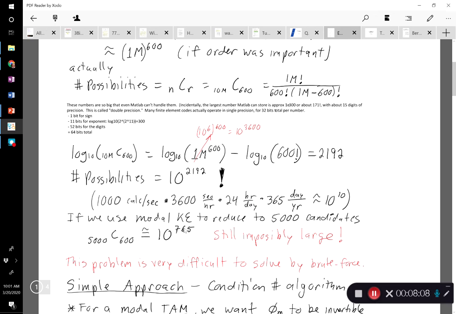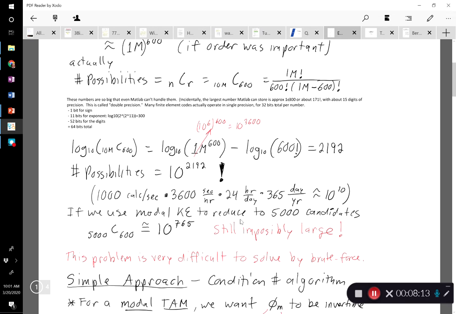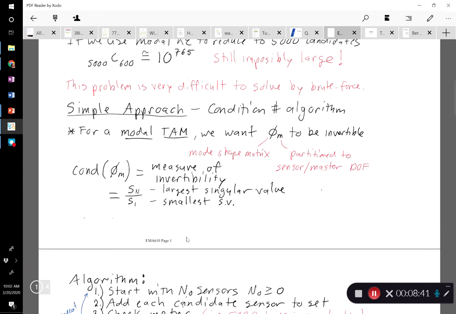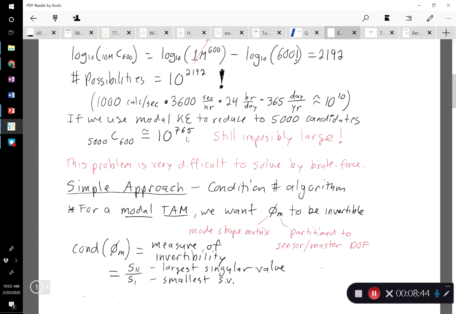And even if we use the modal kinetic energy algorithm that we talked about earlier to take our 1 million possible sensor locations down to 5,000 that we think are the best, there are still 10 to the 765, is what I calculated, or just a huge number of possibilities. So we're not going to be able to solve this problem by brute force. We're going to need some algorithms, and any algorithm is going to be suboptimal because no algorithm can explore all of those possibilities and guarantee you that it's come up with the best approach.